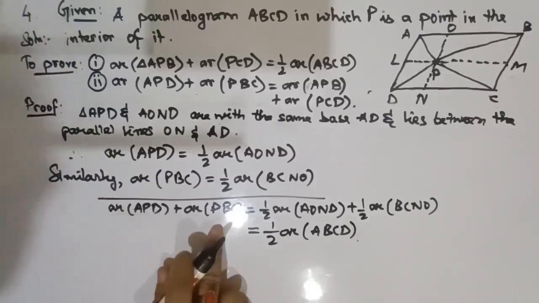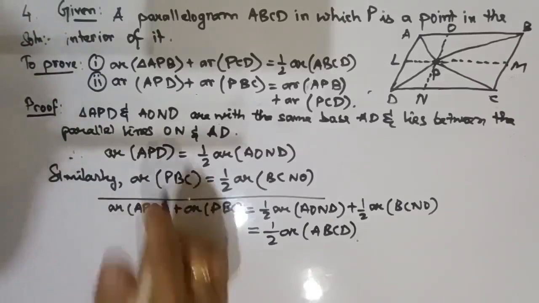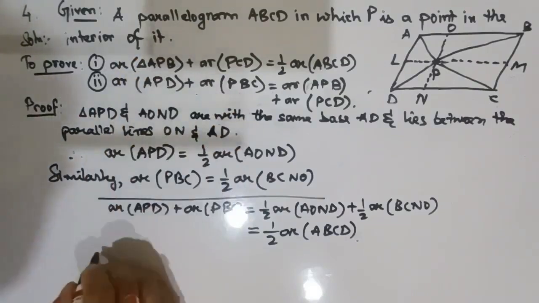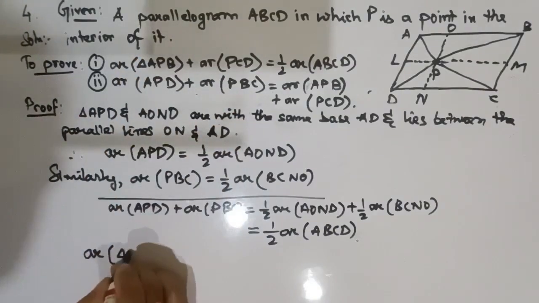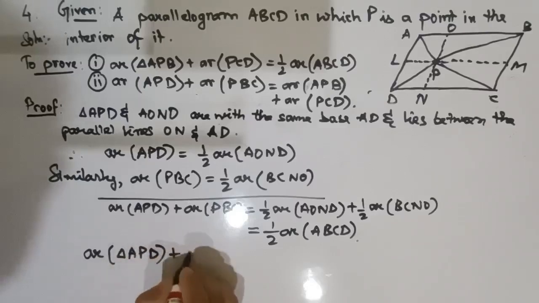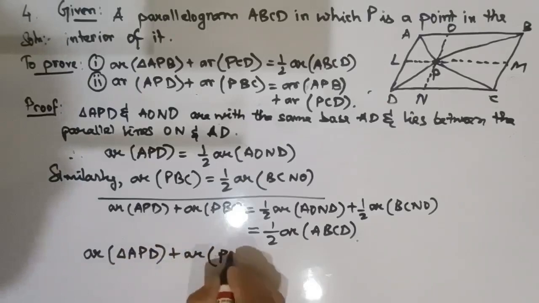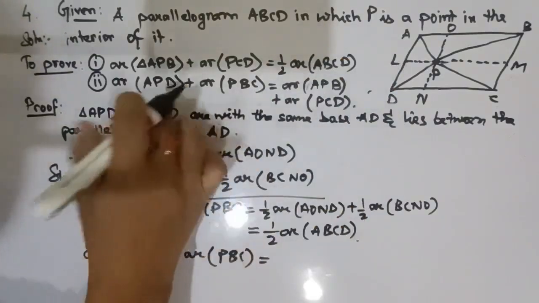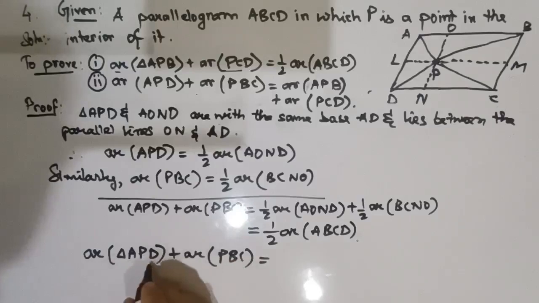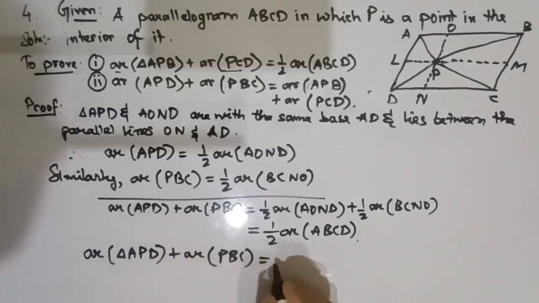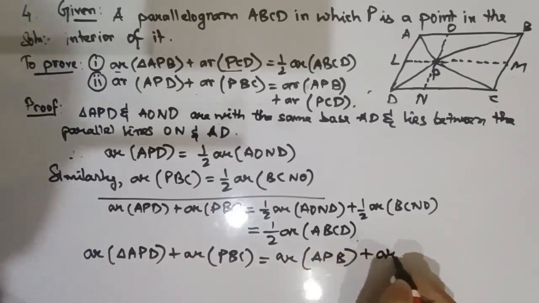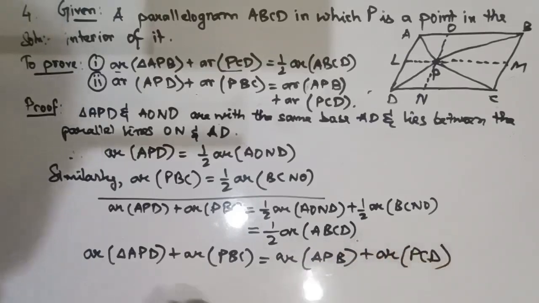So if we combine this with the earlier equation that we have proved in the first part, this part is equal to this part. So area of triangle APD plus area of triangle PBC will be equal to area of triangle APB plus area of the triangle BCD. Hence, proved.